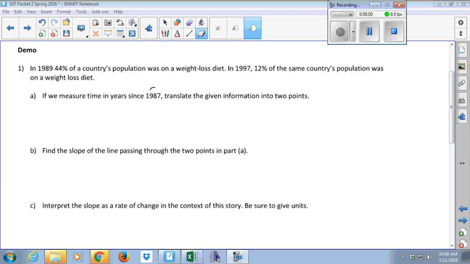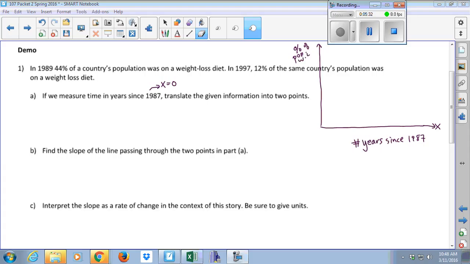So if we were looking at 1987, we would say x is 0, a horizontal variable. So along our x-axis or our horizontal axis, now you might say that you could call that t if you wanted for time. We'll just stick with y and x for now. So this is going to be the number of years since 1987. And then our vertical axis will be the percent of the population on the weight loss diet.